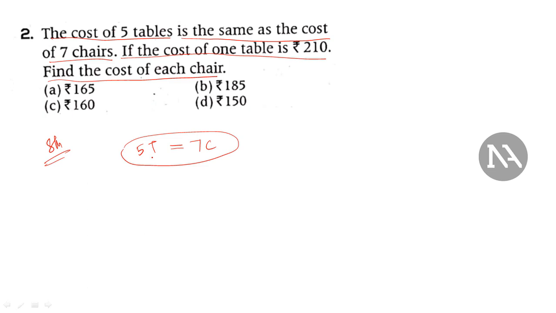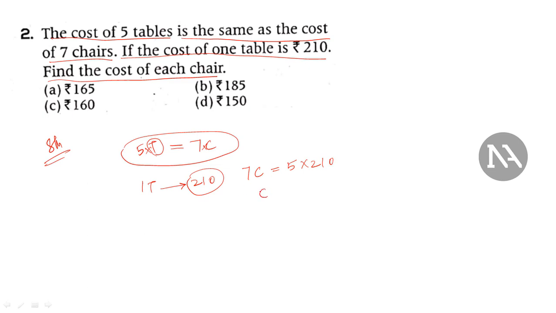Cost of 5 tables, that is 5 into T, is equal to 7 into C, 7 chairs. And they have given the cost of 1 table. 1 table cost is rupees 210. And they are asking what is the cost of 1 chair. So how can you find out? Here instead of T I can substitute 210. So it is 7C is equal to 5 into 210.